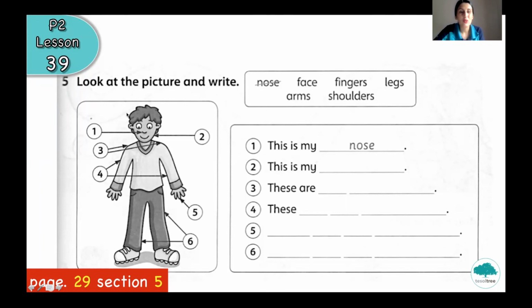So you have to look at the picture. Find number 1, for example. What can you see here? Nose. So choose this word from the box and write in the sentence, this is my nose. Okay, now you can continue doing your homework. Let's check it next time.